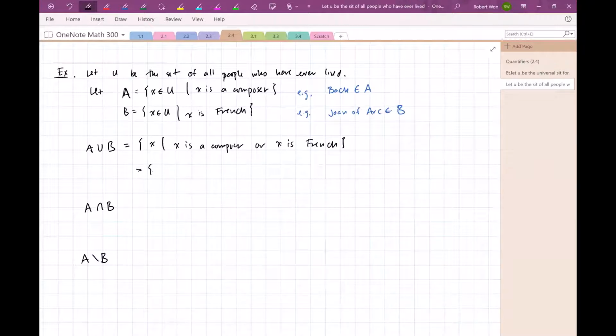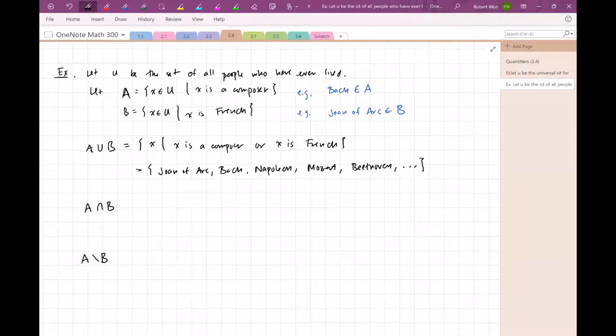And now this is much more fun if I ask you to shout out some things that are in the set, but you can't. So some people who are composers or French, so like Joan of Arc is in here because she was French. Bach was in here because he was a composer. Maybe Napoleon, composer, maybe Mozart, right? Beethoven. So the union is you just throw everything from A and everything from B into one set. So this set will consist of all people who are French or composers. So there will be like millions of people, hundreds of millions of people in this set.